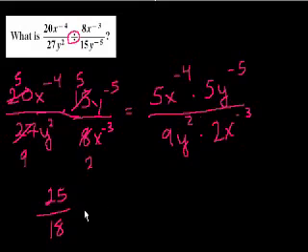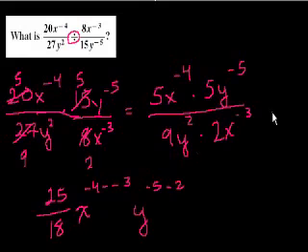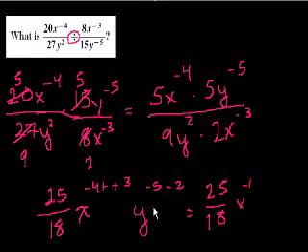Times x, let's do the x. X to the minus 4, right? Minus 4 minus, because we're dividing, minus 3. Times y to the minus 5, right? Y to the minus 5 minus 2, because we're dividing by that one. And that is equal to 25 over 18. Let's see, a minus minus, so that becomes a plus. Minus 4 plus 3, x to the negative 1, and then minus 5 minus 2, y to the minus 7.